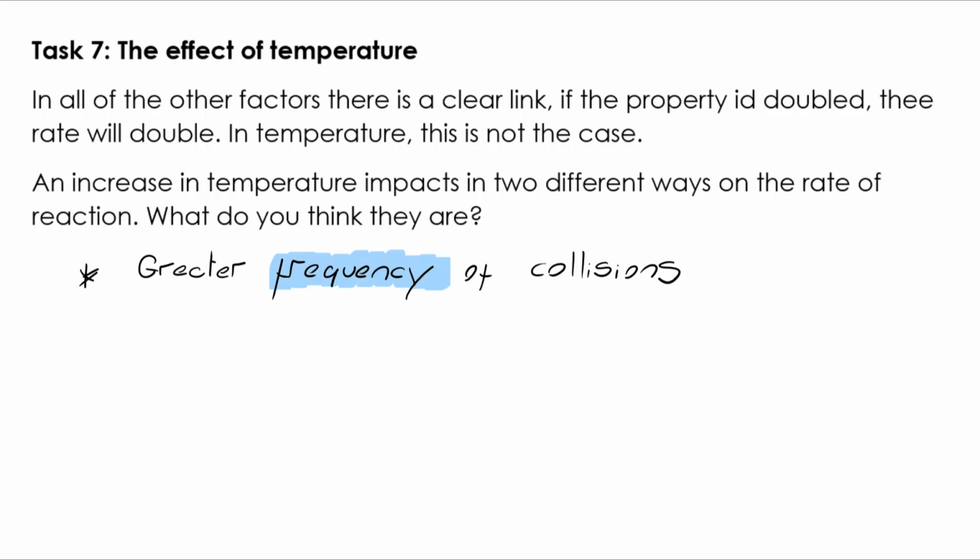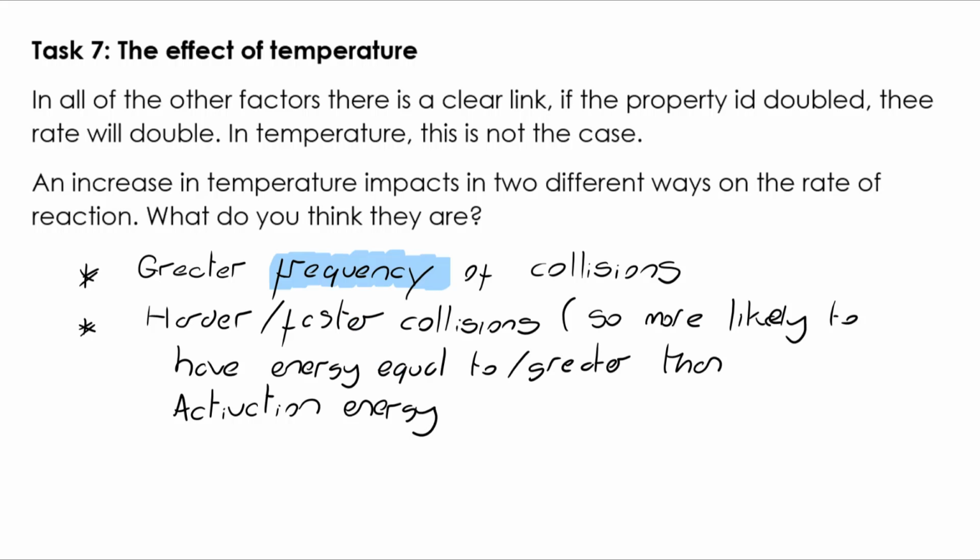The first example is that there is a greater frequency of collisions. Because the particles are moving faster, there are more particles reacting in a given time. But actually also because they're moving faster, there are going to be a greater proportion of them that will have energy equal to or greater than the activation energy. So a higher proportion of those collisions will also lead to a reaction.